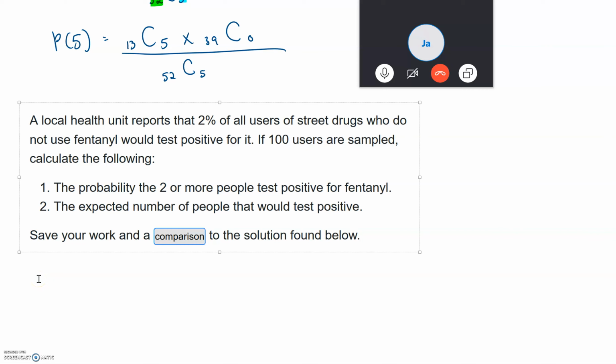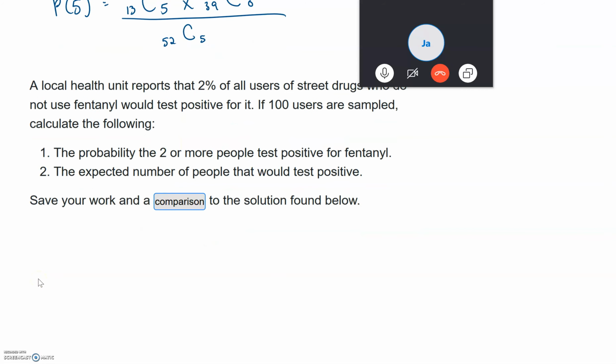Like just first instinct, I'm thinking it's binomial, but... Yes, because that 2% is the probability. Right. It's 0.02. They give you the probability. So if they give you the probability, that means it's most likely binomial. But we need to decide if it's independent or dependent.